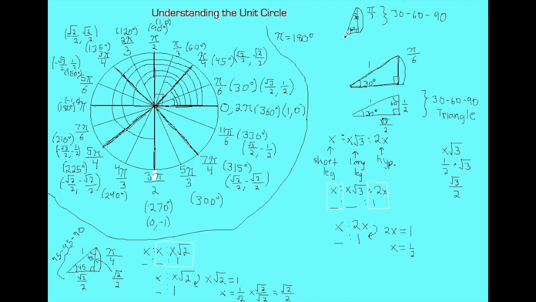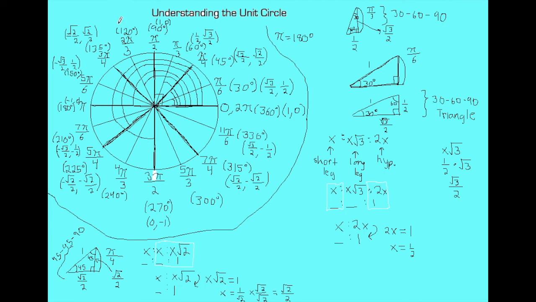Since the 60 degrees is over here, the side opposite it is root 3 over 2. And since the 30 degrees is over here, the side opposite it is 1/2. We can think of this as going 1/2 units across and root 3 over 2 units up. Therefore, the coordinates for pi over 3 are 1/2, comma root 3 over 2. 1/2 is the x value and root 3 over 2 is the y value. And the coordinates for pi over 3 are going to be the same for all radians that have a denominator of 3, except the signs are changed.